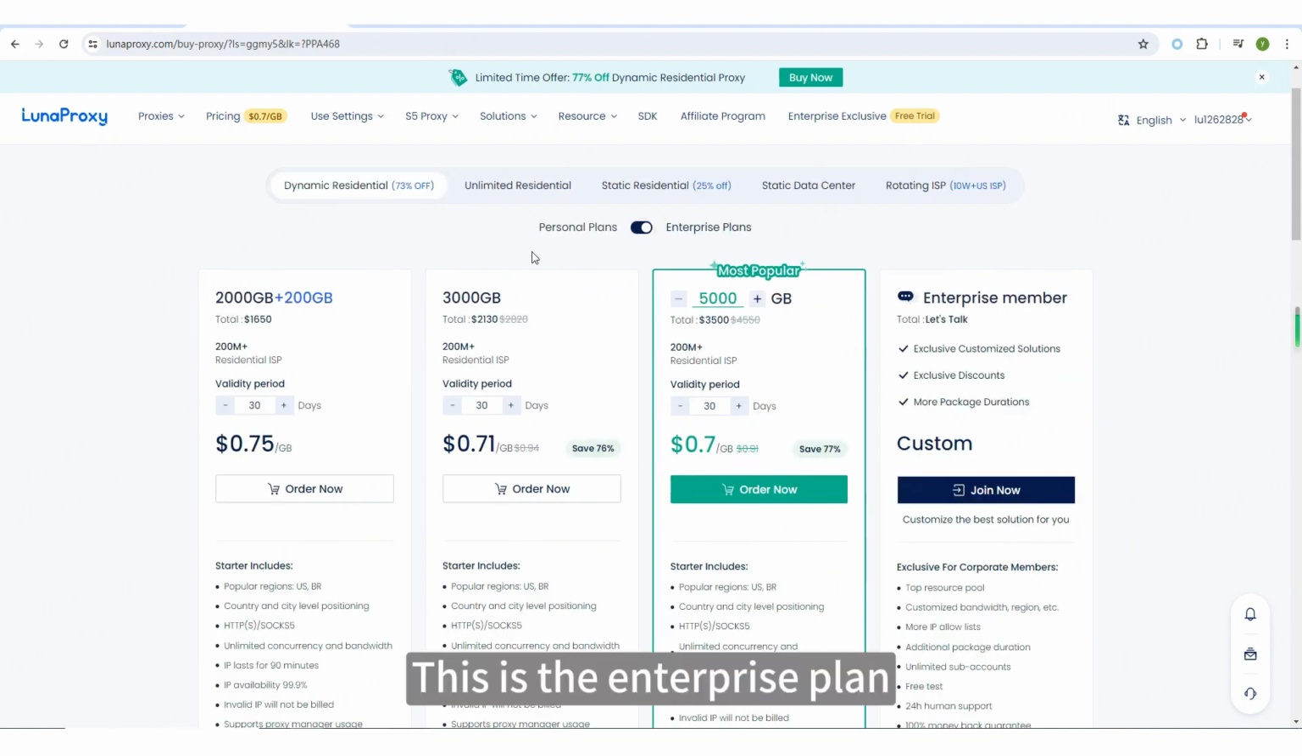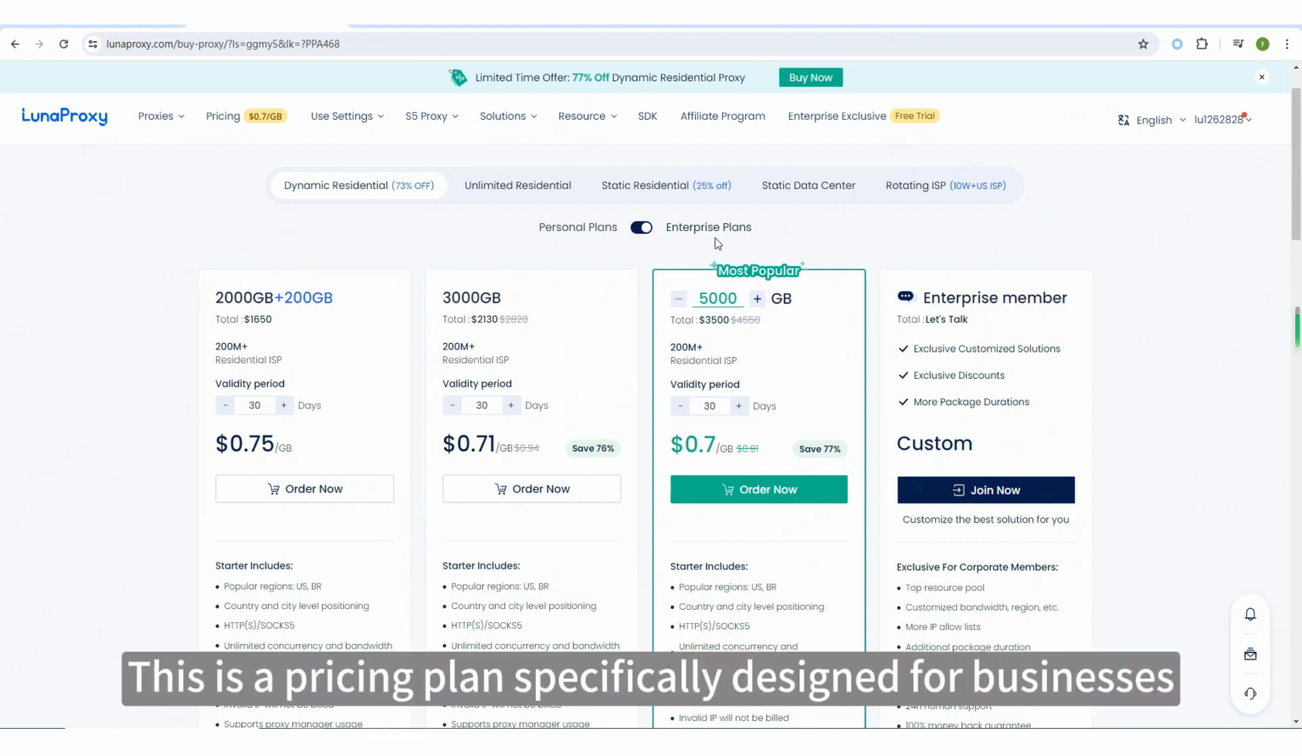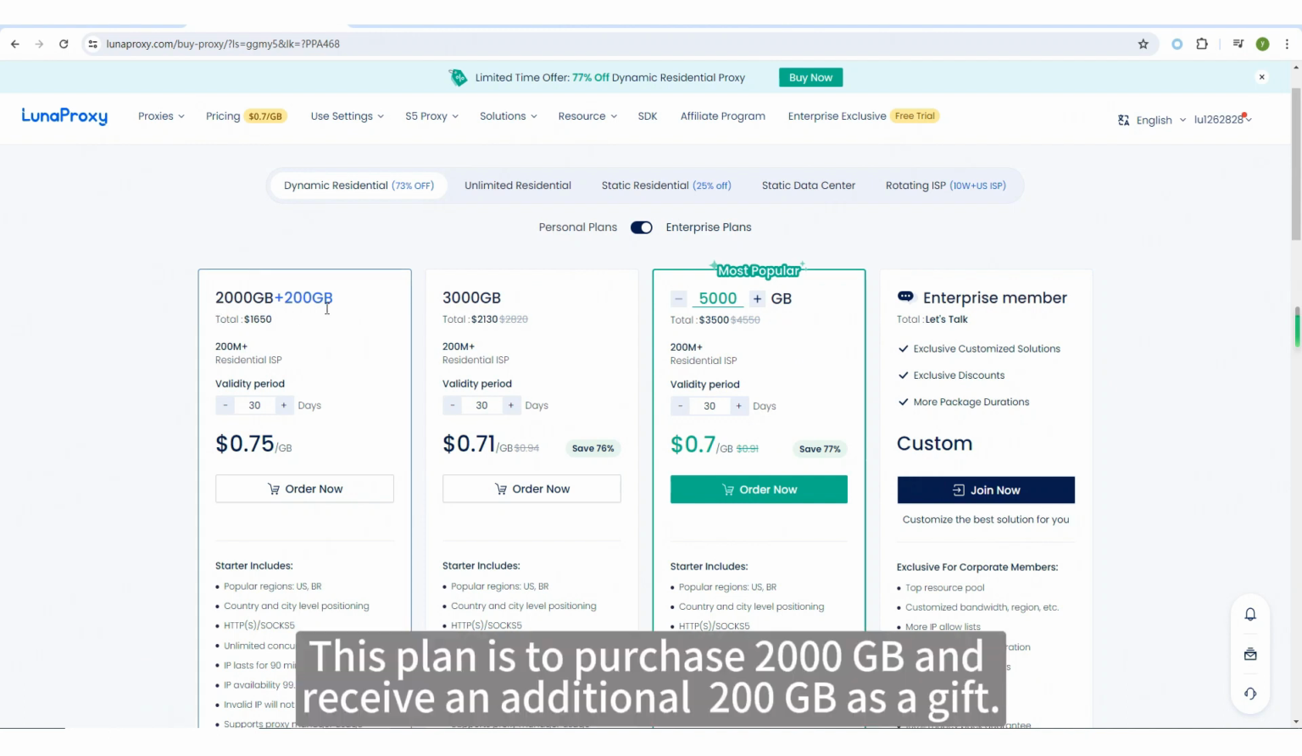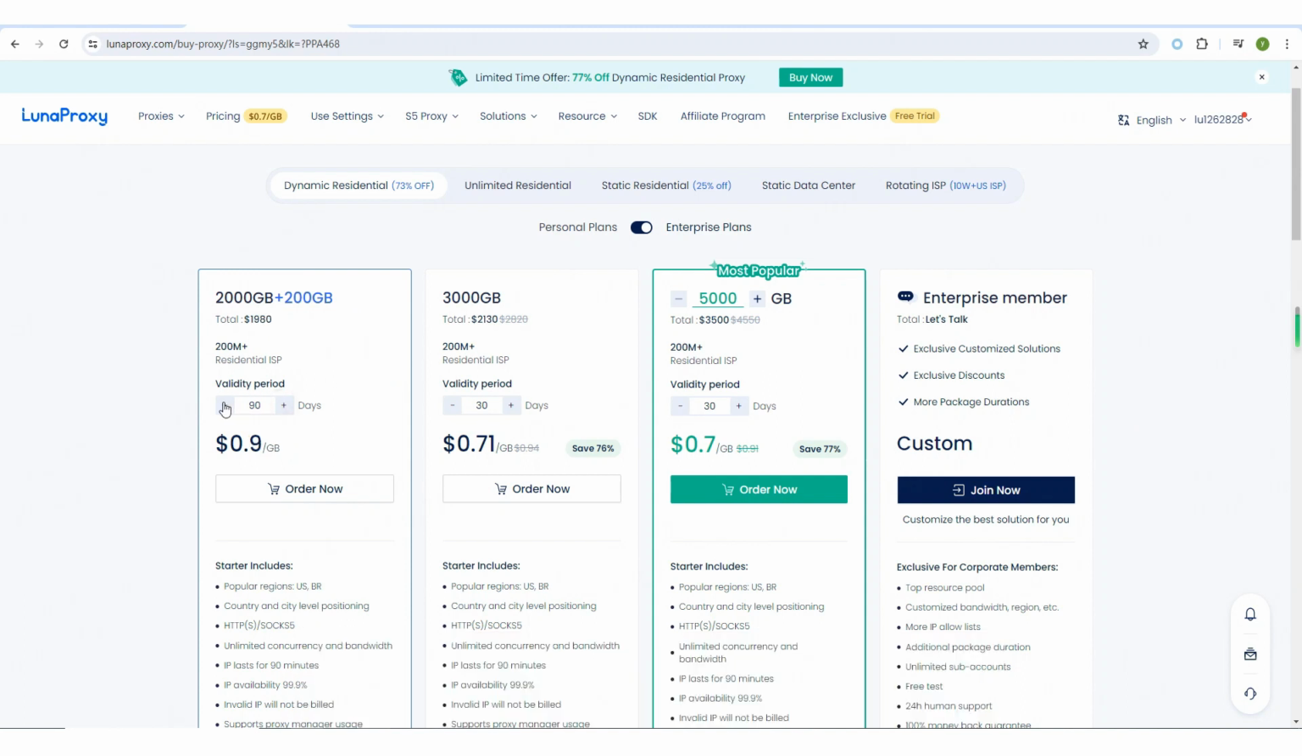This is the Enterprise plan. This is a pricing plan specifically designed for businesses. This plan is to purchase 2000 GB and receive an additional 200 GB as a gift.